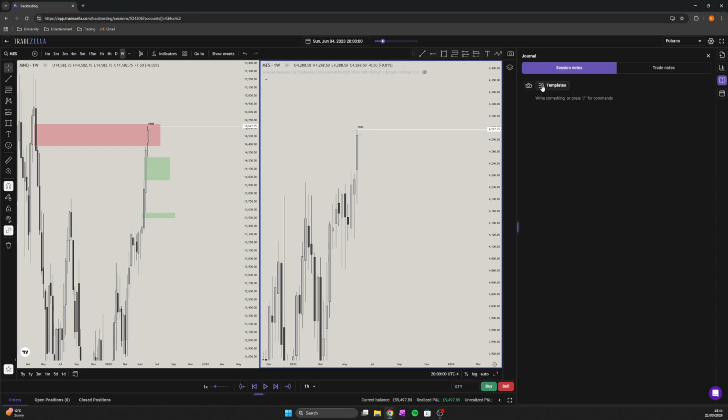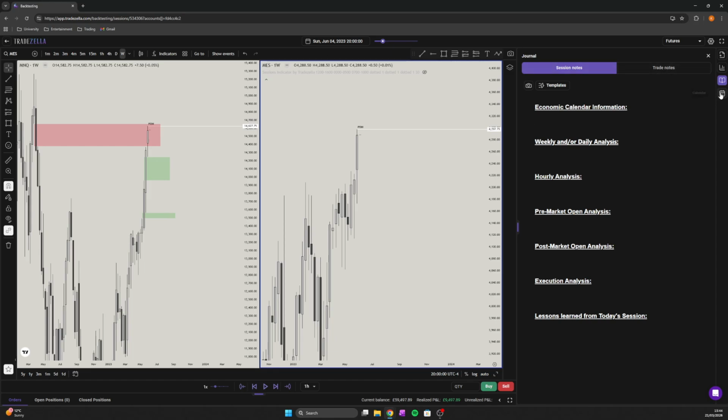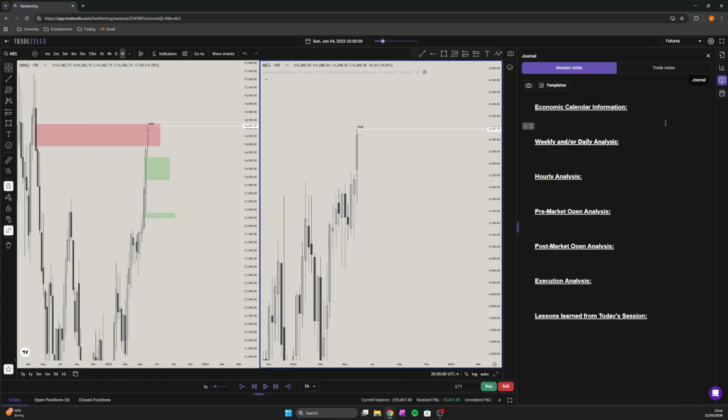So let's get our template out. Let's also check news. So it would be the 5th of June. 5th of June, we have 10 a.m. ISM. So we just type in 10 a.m. ISM.